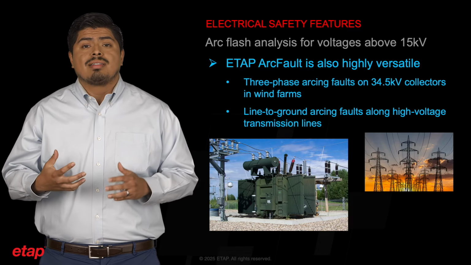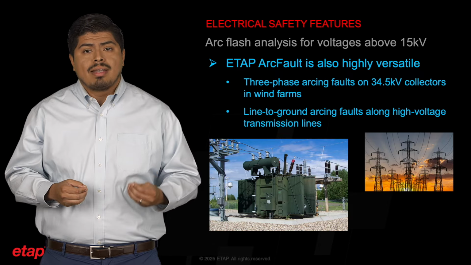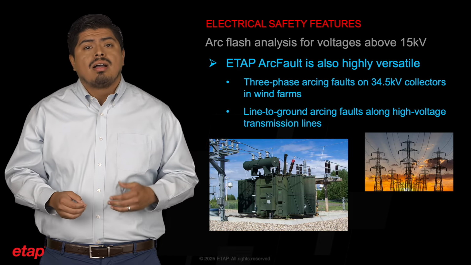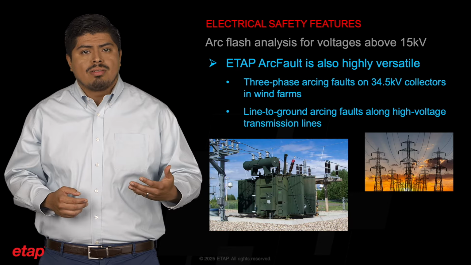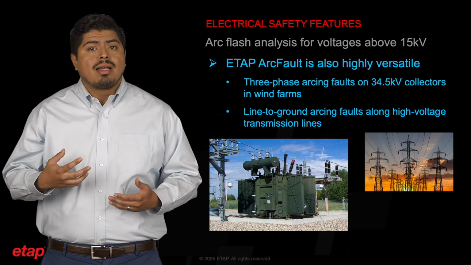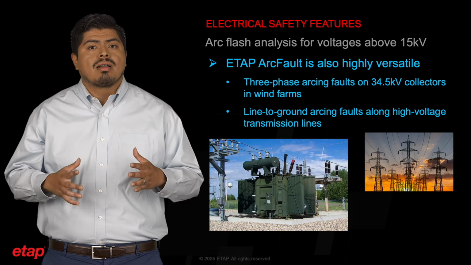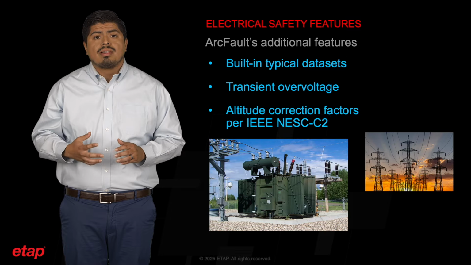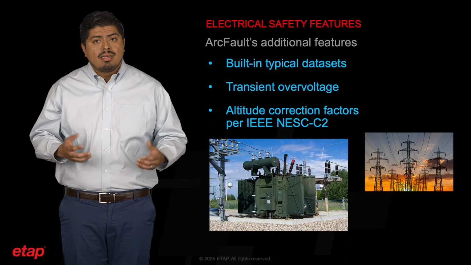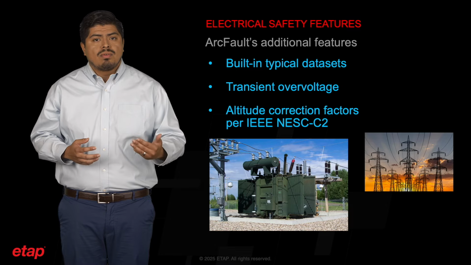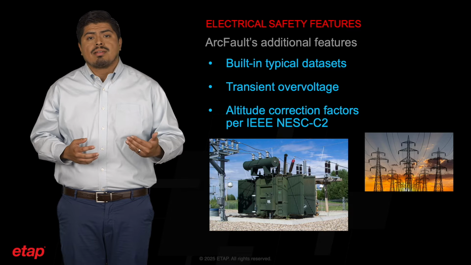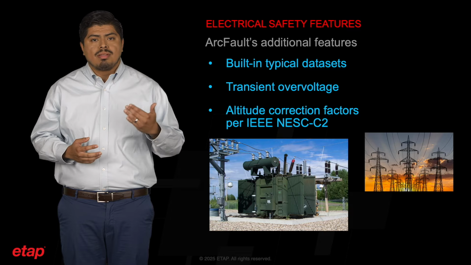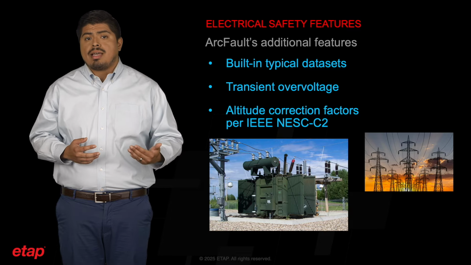ETAP's arc fault method is highly versatile, capable of analyzing three-phase arcing faults on 34.5 kV collectors in wind farms, as well as line-to-ground arcing faults along high-voltage transmission lines. Arc fault also includes comprehensive built-in typical data, consideration for transient overvoltage, and altitude correction factors based on guidelines from the IEEE's NESC C2 standard.